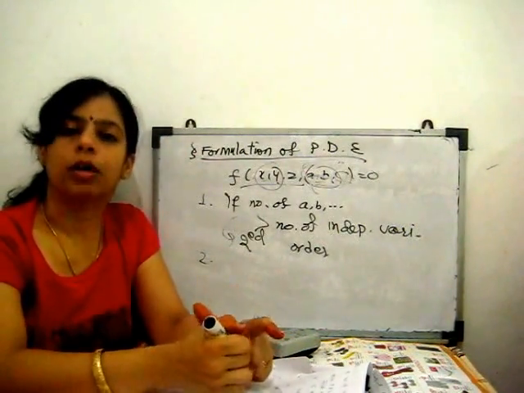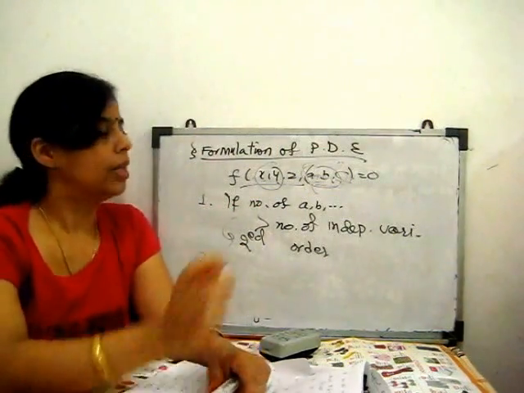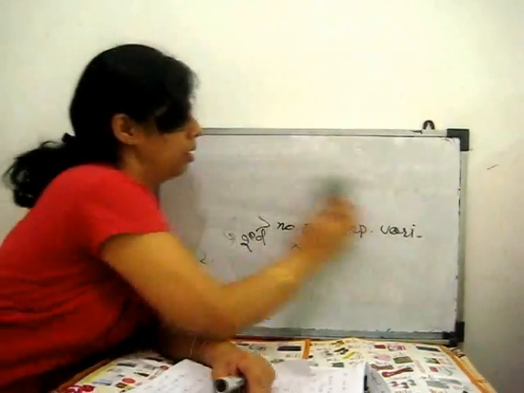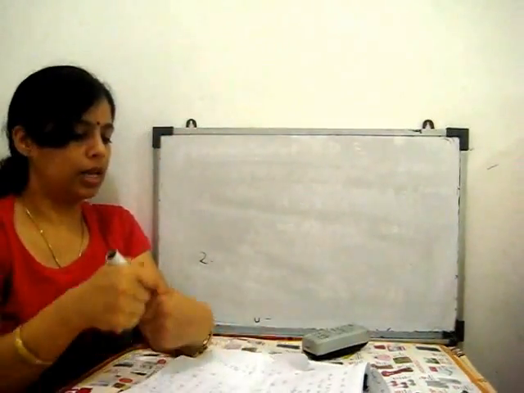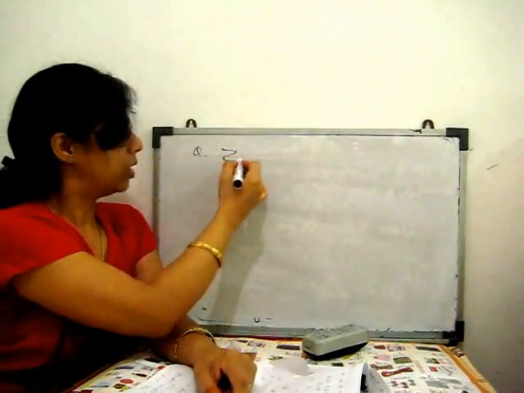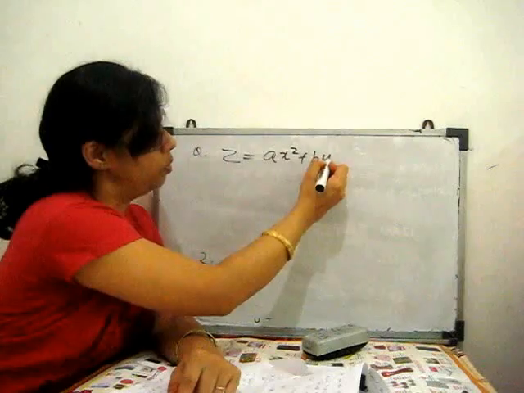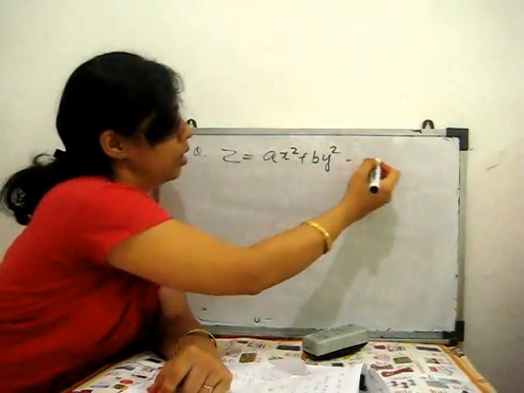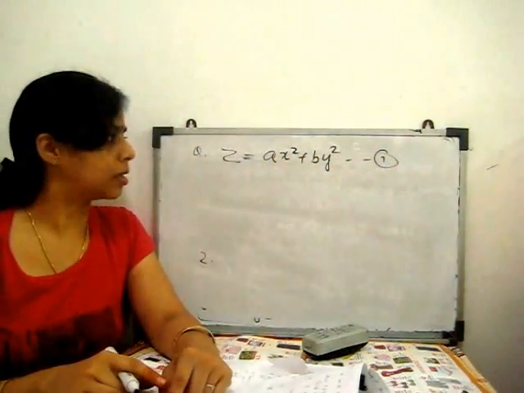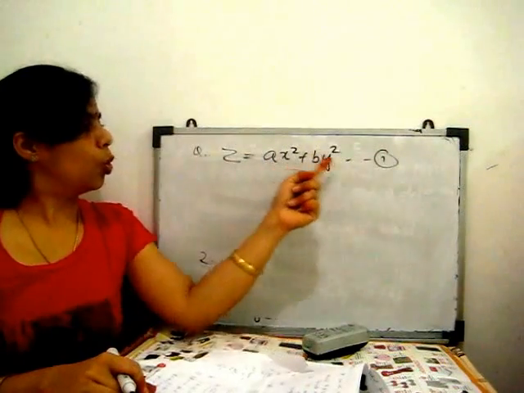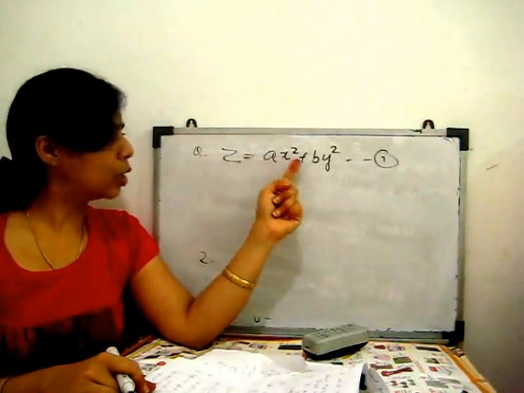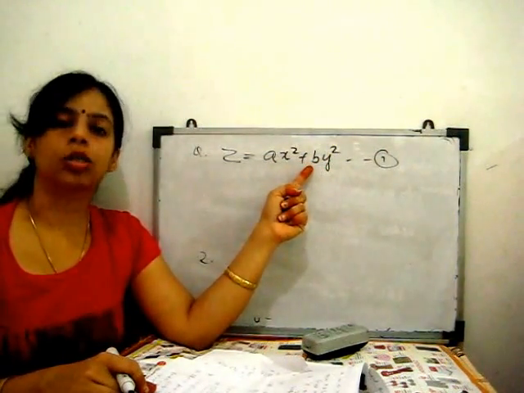Now we go for some examples of how to formulate these partial differential equations. I explain with an example. The question is: if z is equal to ax square plus by square, find the partial differential equation. So see there, two independent variables and two constants.